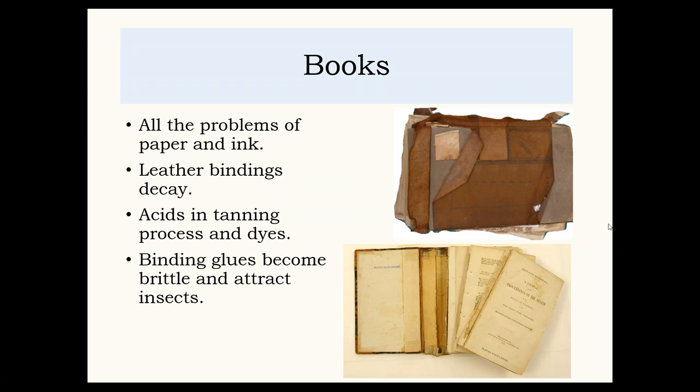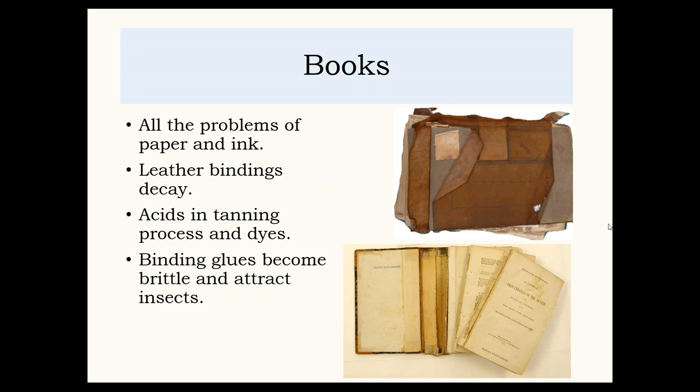So your paper is trying to decay. Your leather, which of course a leather binding is made of animals, decays over time. You've got tanning and bleaching processes that will make things weaker through the chemicals that are added. Lots of acids in the tanning process.